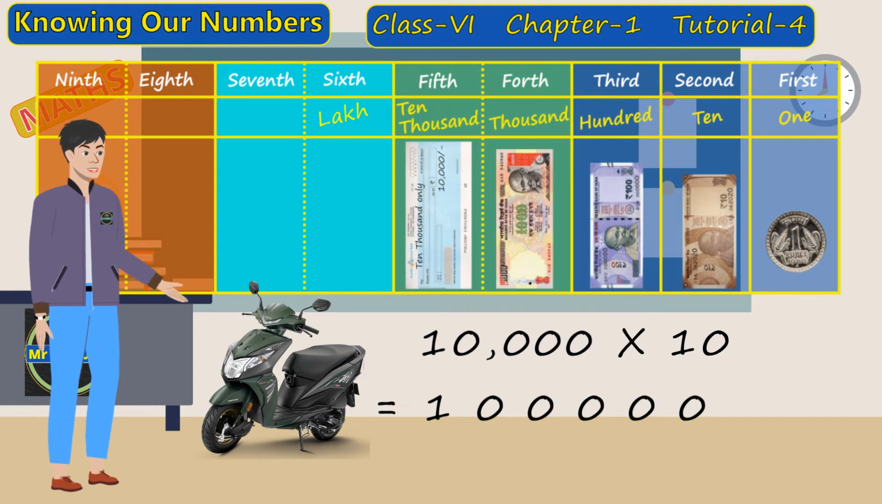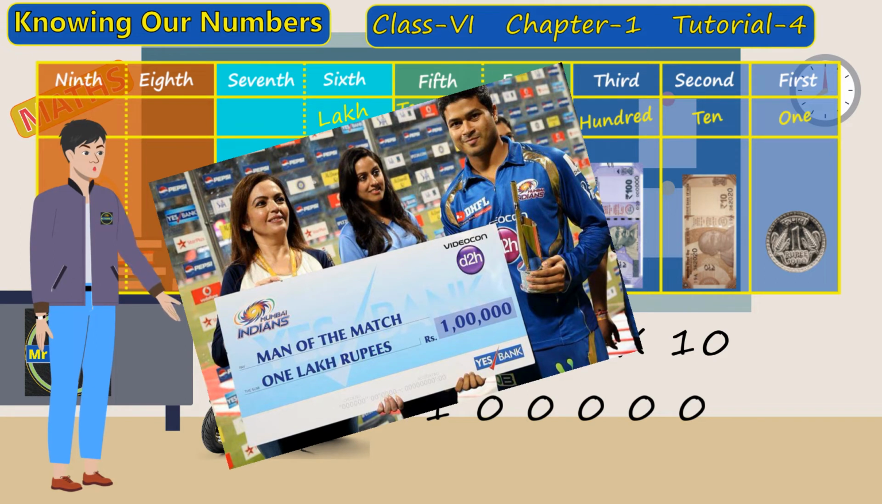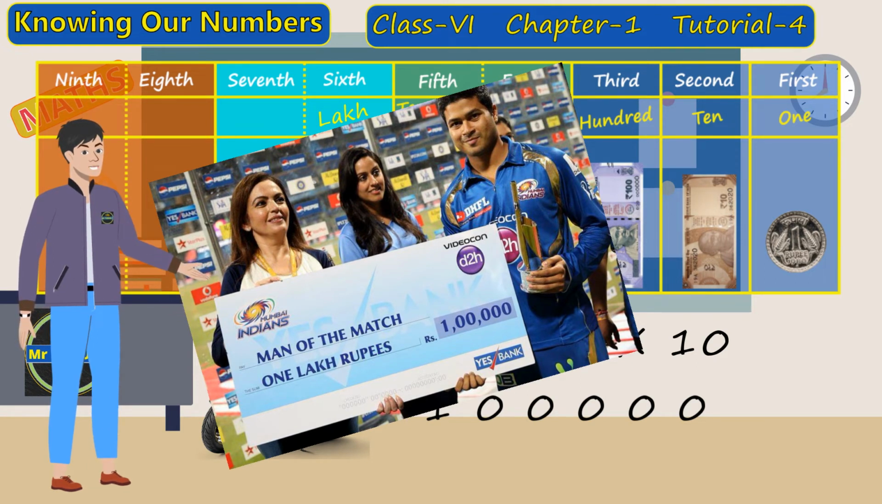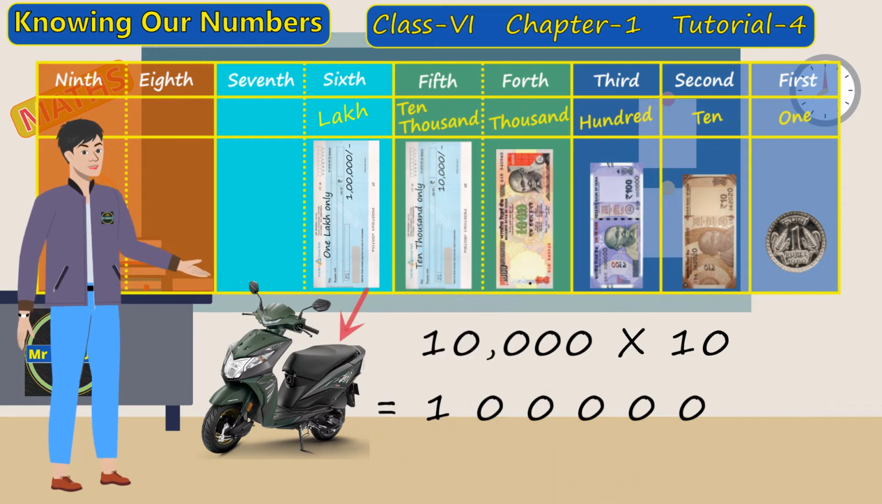You may have seen that the man of the match in an IPL game is presented a check of rupees 1 lakh. With 1 lakh rupees one can buy a brand new scooty. So we now know the place value as well as the money power of the sixth position.